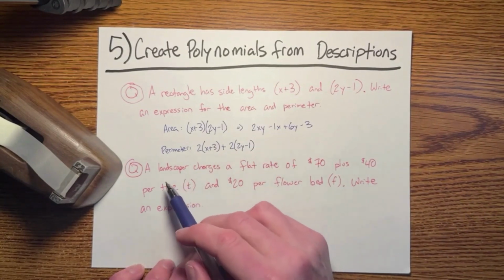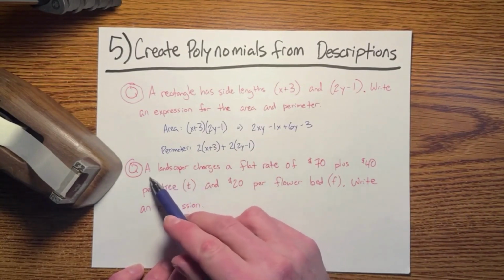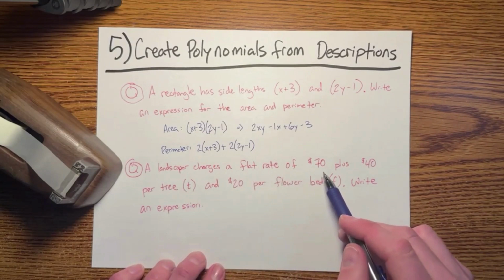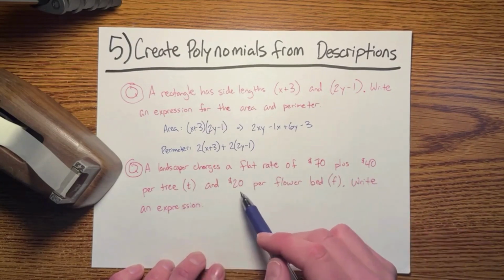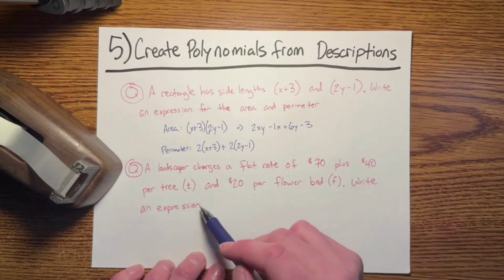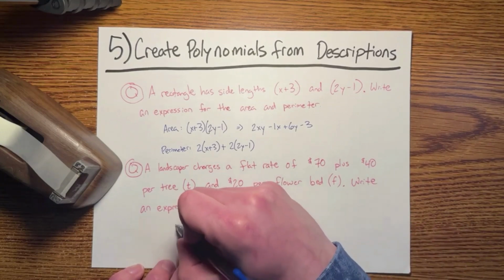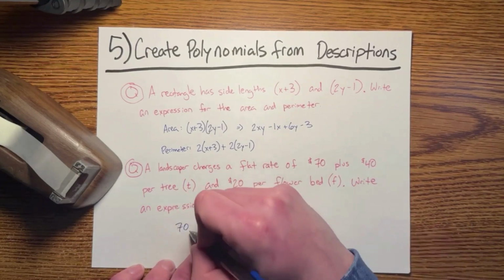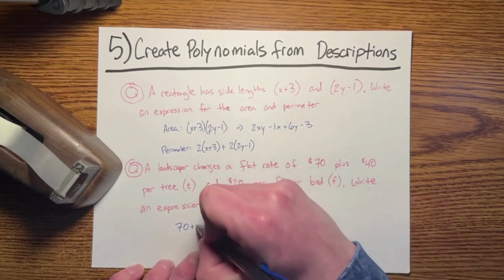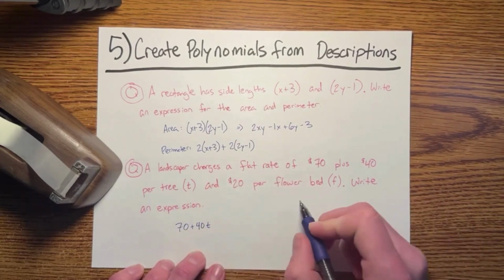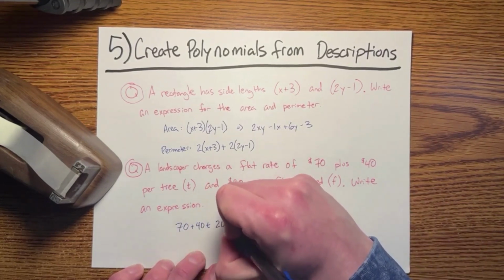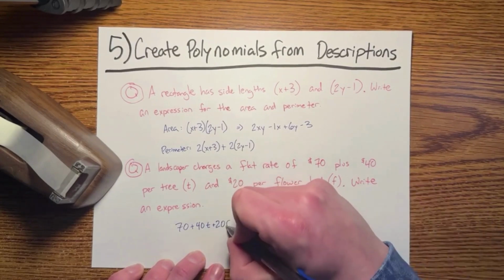A real world scenario example problem is this: a landscaper charges a flat rate of $70 plus $40 per tree and $20 per flower bed. Write an expression. We've seen a problem like this before. We start at 70 and then we'll add on $40 for every tree and $20 for every flower bed.